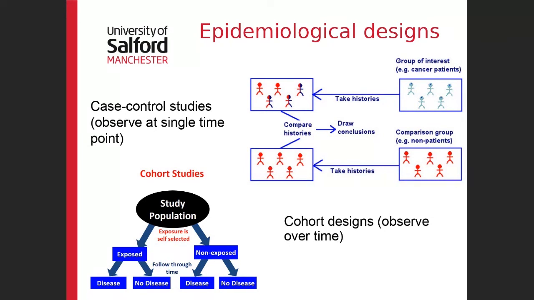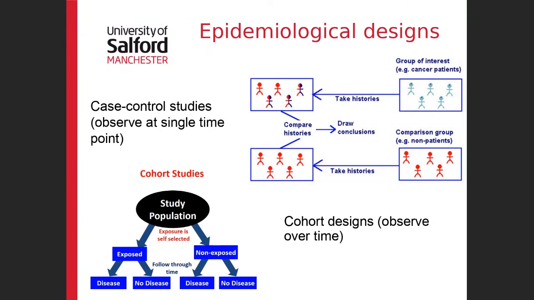And then what we would do is we would ask them to recall all the information that we can about the factors that might have led to lung cancer. So we might ask the people in both groups to recall various lifestyle factors, like how many cigarettes, or whether they've been involved in smoking and the degree to which they'd smoked over the previous 10 years. And then we'd compare those histories and draw conclusions.